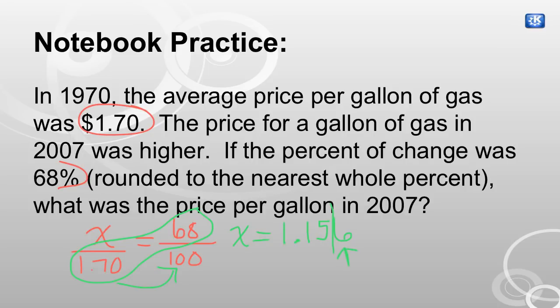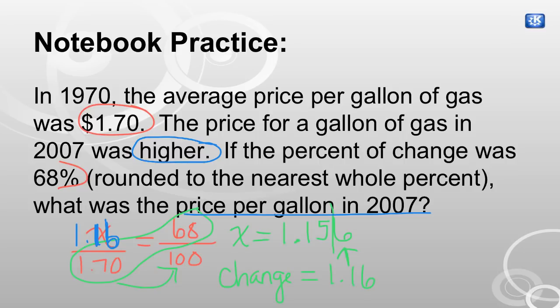Because it's a 6, I'm going to say the change, which is where the x was sitting in my framework, was $1.16. That does not answer my question. My question was, what was the price per gallon in 2007? And gas did not cost $1.16 in 2007. It had increased from $1.70. So I'm going to replace this x with my $1.16. So I'm just overwriting that.